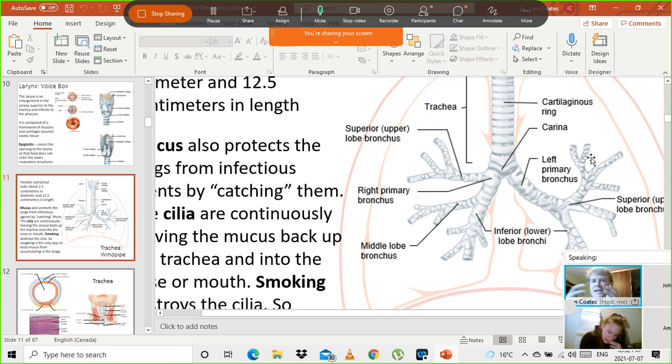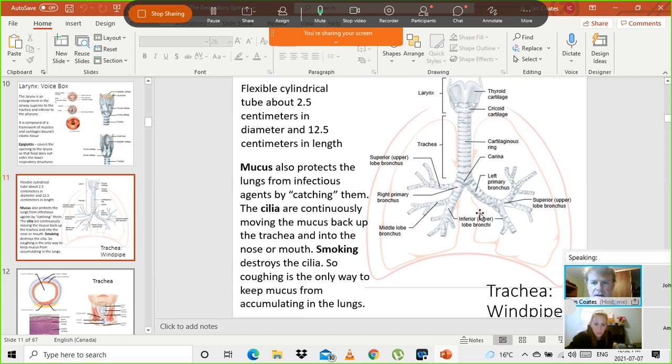It's kind of like the Mississippi again, where you have the big channel, which then goes into smaller ones and smaller ones and smaller ones. And then at the end of the line, we have what's called alveoli. Those are microscopic. They look like little grapes, like a bunch of grapes. Those are at the end of the line, but we'll get there.